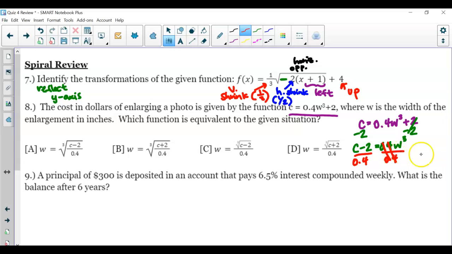And so now here we've got, sorry, running out of space. So (c - w) divided by 0.4, all equal to w cubed. Now that the w is by itself, we can take the cubed root. And because we already had this full fraction, you're taking the cubed root of both the numerator and denominator. So that's why the answer is A.